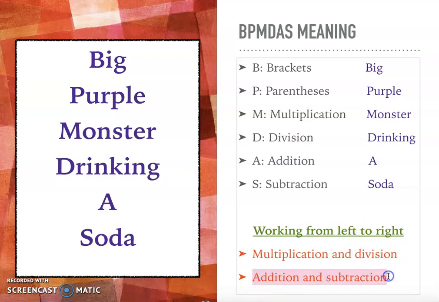The same goes for addition and subtraction. If you have both addition and subtraction in an expression, then you must do whichever one is on the left side first. And the one on the right side will go last, okay? And I'm going to show you what that looks like in an example in a little bit.